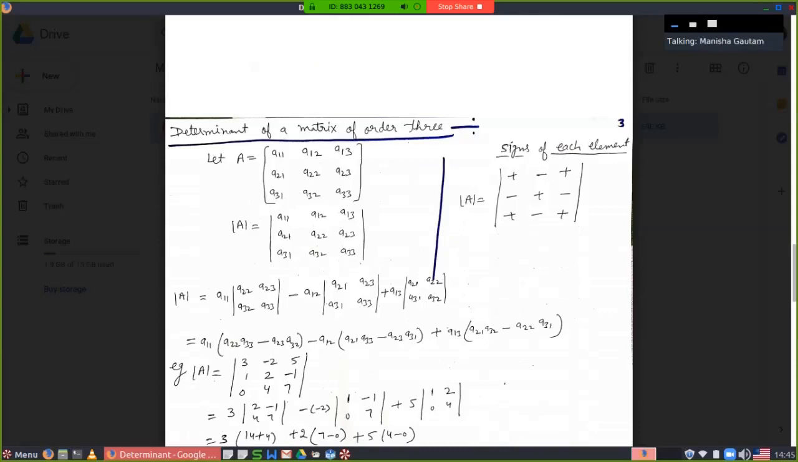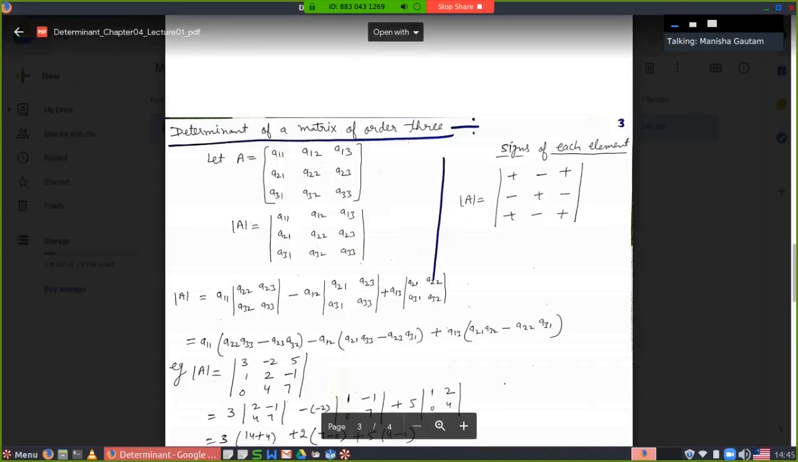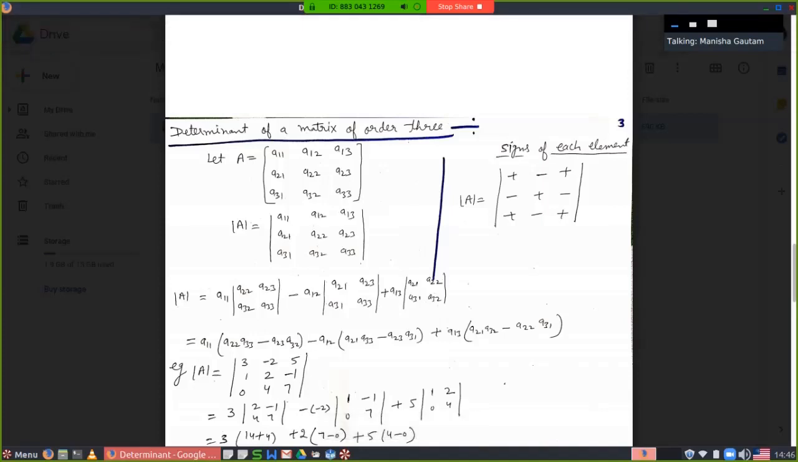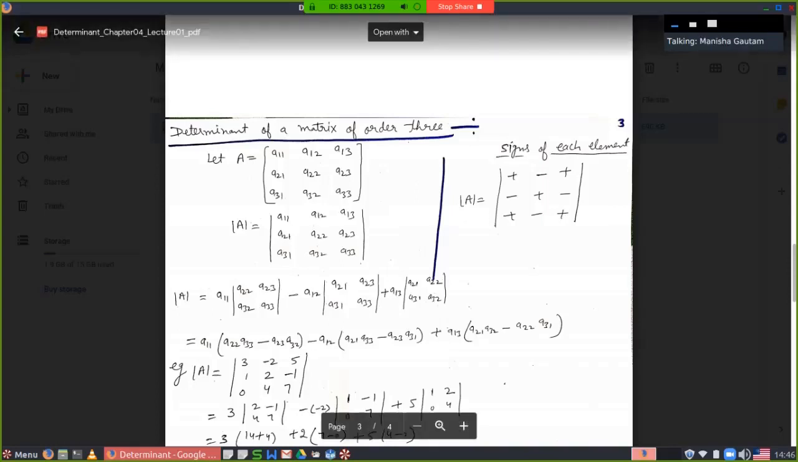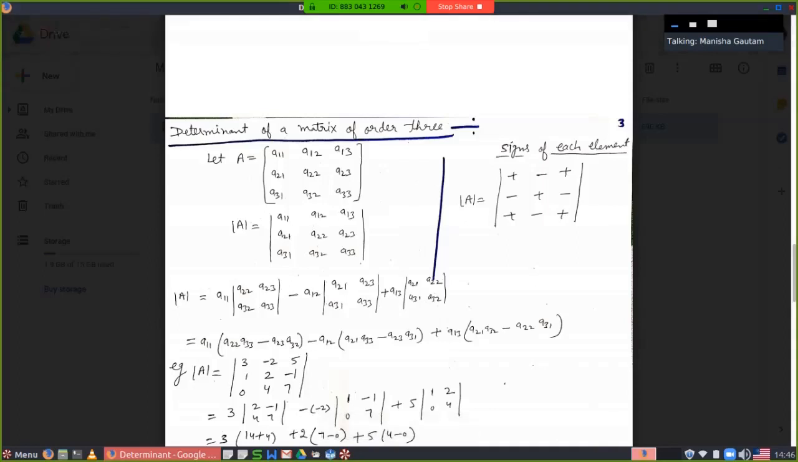First row, first element has a positive sign. First row, second element, minus sign. First row, third element, positive sign. Minus, plus, minus, plus, minus, plus. From where do you get these signs? Here is a formula, you must know about it. Minus 1 to the power 1 plus 1 will give you the first element sign. Minus 1 to the power 1 plus 2 gives you the second sign.